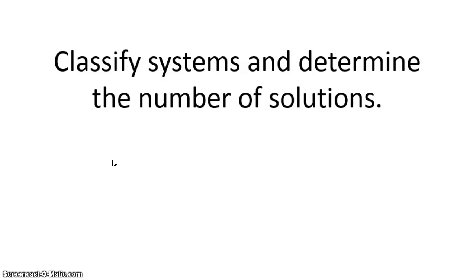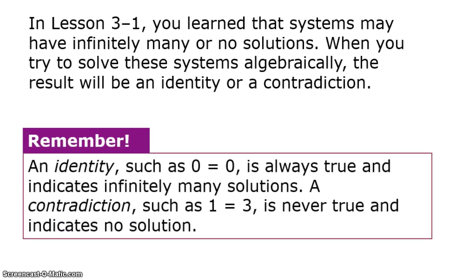Alright, what we're going to do is continue to talk about how we classify systems and determine the number of solutions. In Lesson 3.1, we talked about systems that may have infinitely many or no solutions. And when we try to solve these systems algebraically, the results will be either an identity or a contradiction.